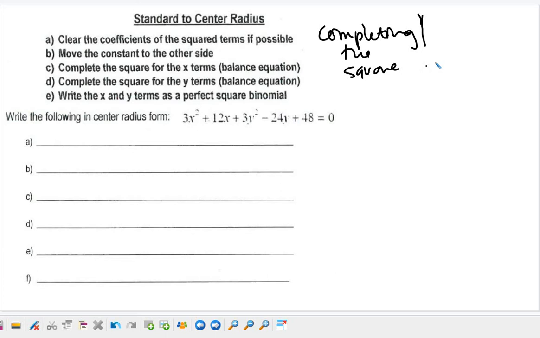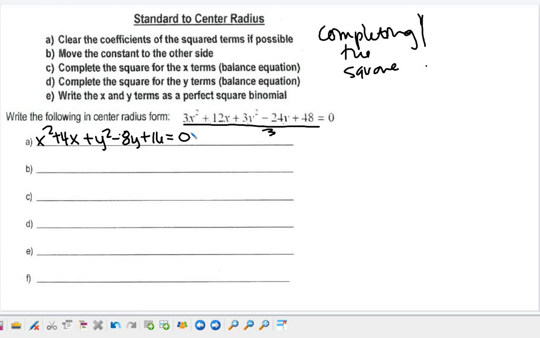So the first thing is, if your square terms have coefficients, then we have to clear that. They have a 3, so I'm going to divide by 3. This will happen every time. It is going to divide evenly. You're not going to be left with a fraction. I'm not saying you couldn't be. I'm just saying typically in the scope of college algebra, it just divides out evenly. So we're going to have x squared plus 4x plus y squared minus 8y plus 16 is equal to 0.